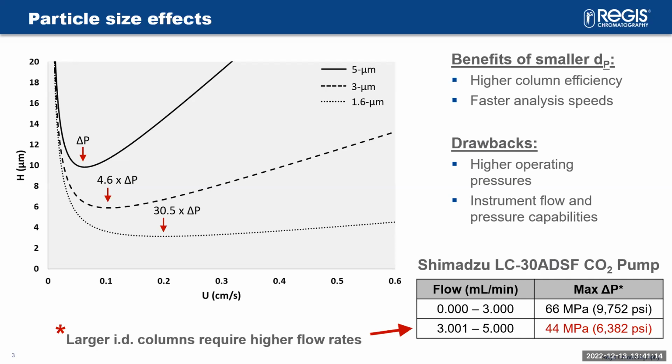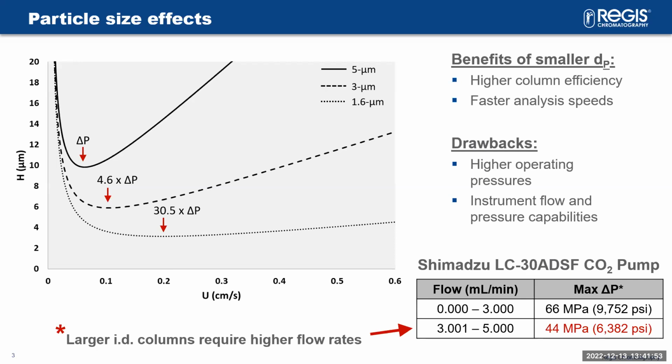Is your instrument even capable of supplying the pressure? But then there are some follow-up questions, of course, that need to be asked. On the bottom right-hand side of the slide, I have listed the flow and pressure specifications for the Shimadzu Nexera SFC pump. This is an instrument that we use in our lab for SFC chiral screening. So you'll see there that up to 3 mL per minute, that pump is capable of supplying a maximum pressure of about 9,800 PSI. But once we get above 3 mL per minute, up to the system maximum of 5 mL per minute, the maximum pressure drops to only about 6,400 PSI.